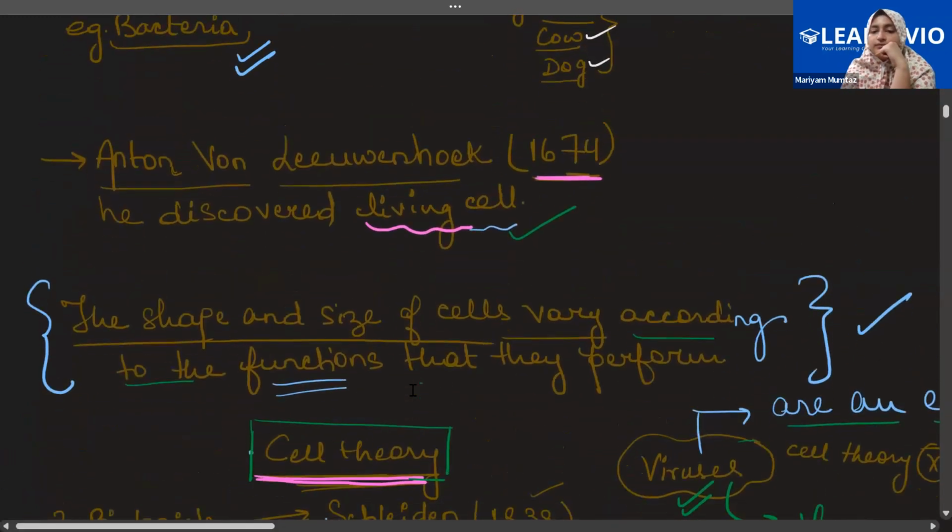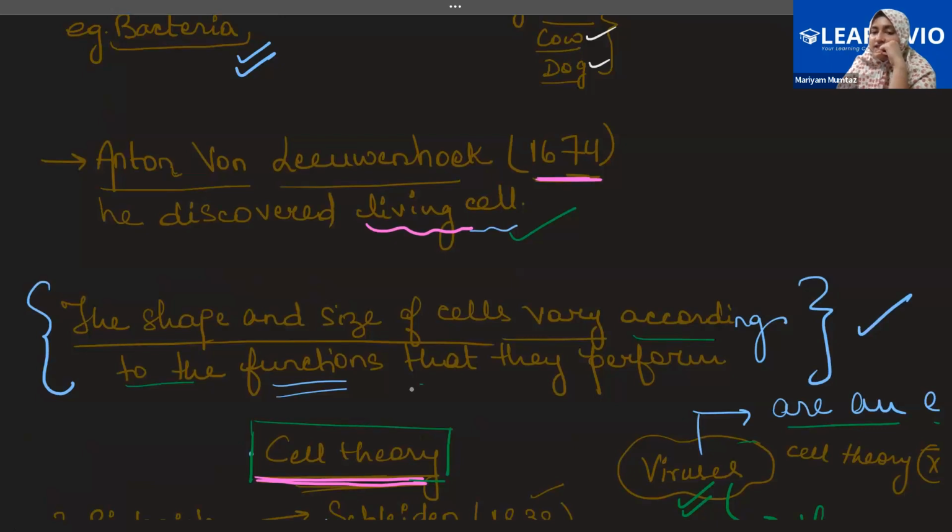All right. Now, the shape and size of cells vary according to the functions that they perform. All of the cells present in the body of a multicellular organism each have their own functions to perform, depending upon where they are present. For example, in our muscular system, muscle cells are present. Muscle cells are responsible for movement and locomotion, mostly movement.